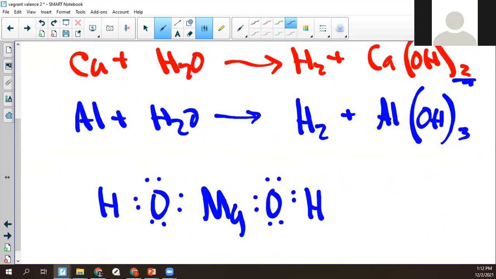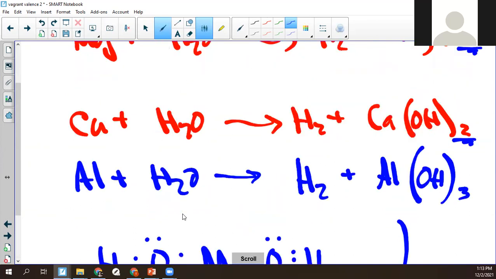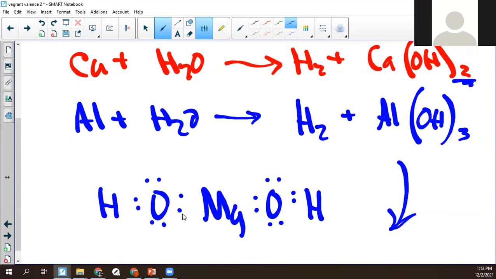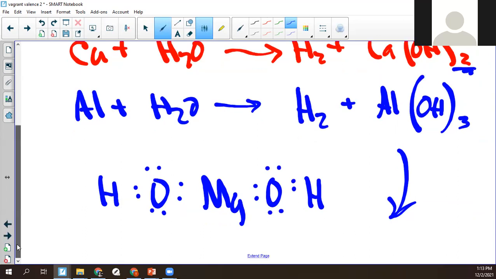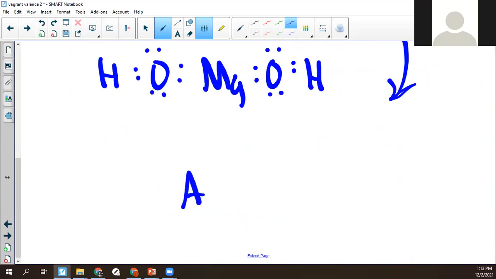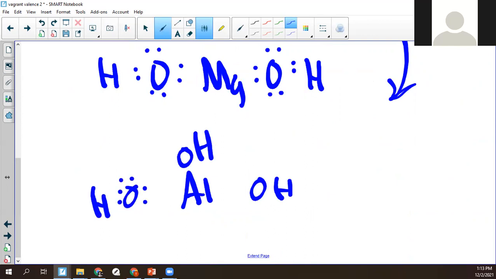Okay, but aluminum, I said 3, right? Al, OH, OH, OH. It's going to be similar. It's going to react, but it's going to be in a 3-to-1 ratio because aluminum had how many to give? 3. The valence electrons determine how something reacts.